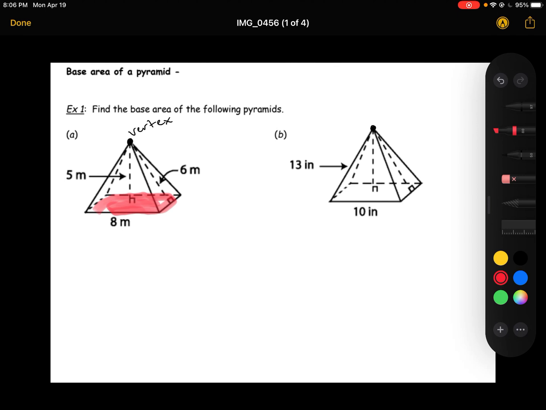So the point that it comes to is called a vertex. The base is still on the bottom. So whether it's a square, triangle, whatever shape it is, whatever's on the bottom, that's going to be the base.